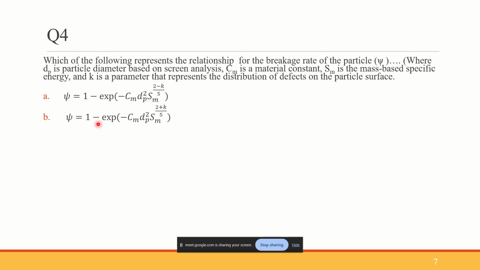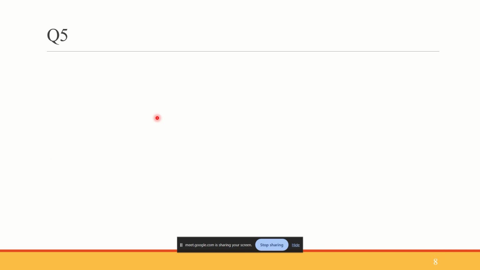Option B, psi is equal to 1 minus exponential of minus cm into dp square into sm to the power of 2 plus k by 5. Option C, psi is equal to 1 plus exponential of minus cm into dp square into sm to the power of 2 plus k by 5. Option D, psi is equal to 1 plus exponential of minus cm into dp square into sm to the power of 2 minus k by 5. The right answer is option B: psi is equal to 1 minus exponential of minus cm into dp square into sm to the power of 2 plus k by 5. So now we will go to question 5.